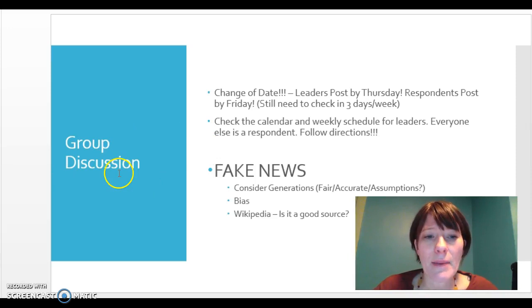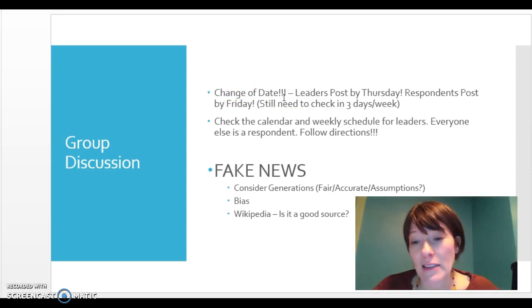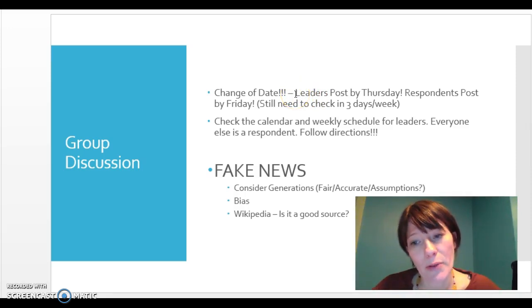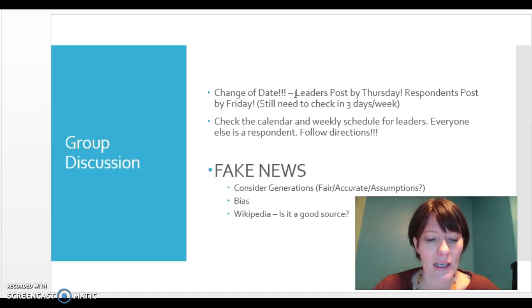So a couple of quick things about the group discussion. I'm going to change the due dates just a little bit. One student had recommended this. It makes a lot of sense. I probably should have done it in the beginning, but prior, leaders and respondents both had to post by Thursday. This did not leave a lot of time for respondents, especially if leaders weren't posting till later in the night.